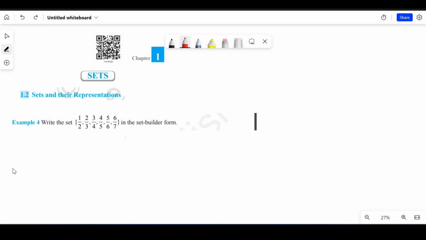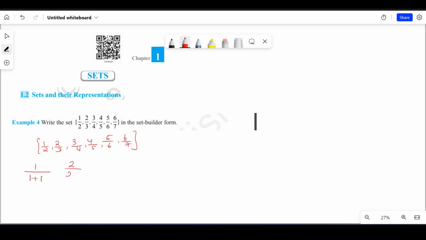So let's see if there is any pattern that exists among the elements of this set. See, 1 by 2, 2 by 3, 3 by 4, 4 by 5, 5 by 6, 6 by 7. We can understand that the denominator is numerator plus 1. See, for 1 by 2, the denominator is 1 plus 1. Likewise, for 2 by 3 it is numerator plus 1. 3 by 4 it is 3 plus 1, that is numerator plus 1. 4 by 5 can be written as numerator plus 1, and 5 by 6 is also numerator plus 1.